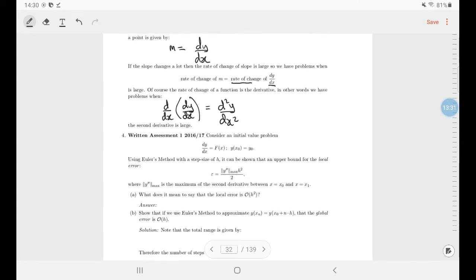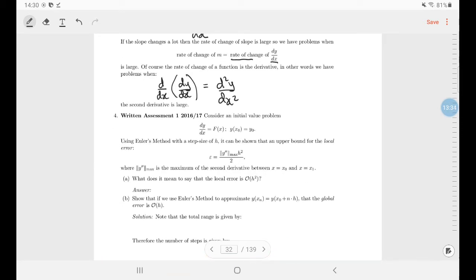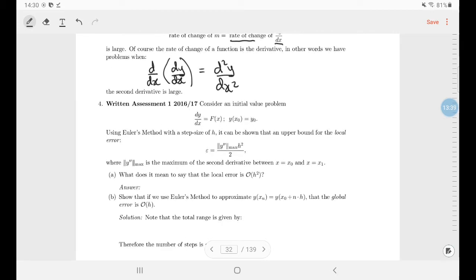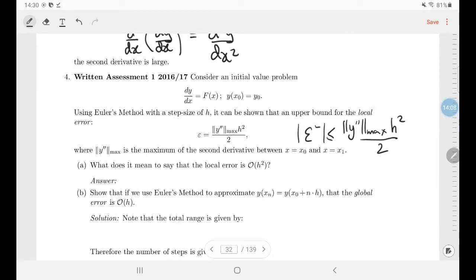Another question here. So this is kind of an analysis thing. Consider an initial value problem. Using Euler's method with a step size of h, it can be shown that an upper bound for the local error is this. So this is an upper bound for the local error. So really that's to say that the absolute value of the local error is less than or equal to the second derivative max, that could be on any region, times h squared over 2. Okay. So, oh yeah, it's the maximum between x0 and x1.